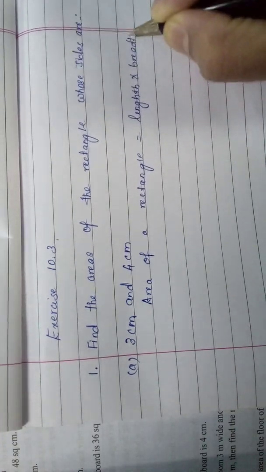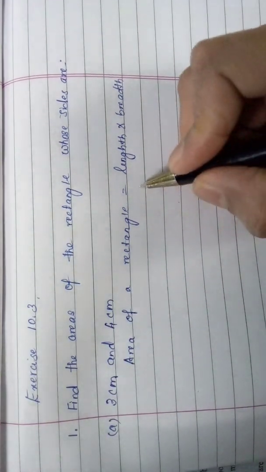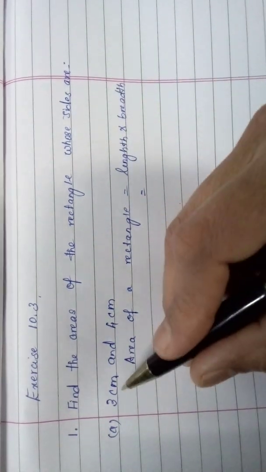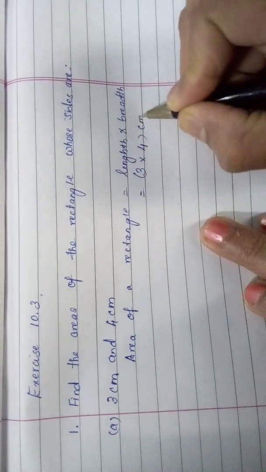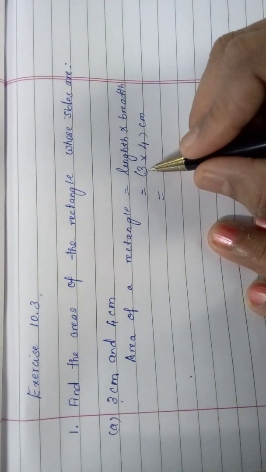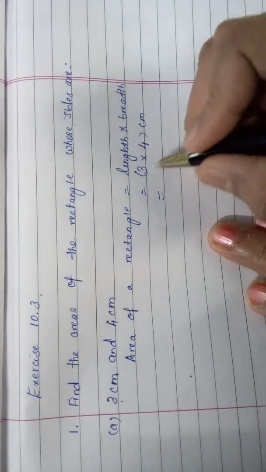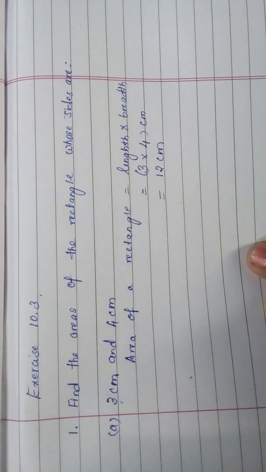So, sides means the length and breadth of the rectangle, 3 centimeter and 4 centimeter. One side is 3 centimeter, one side is 4 centimeter. So, 3 into 4. If you take length 3 and breadth 4, then 3 into 4, that is 3 fours are 12 centimeter, which is the area of the rectangle.